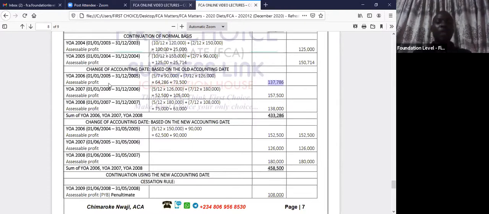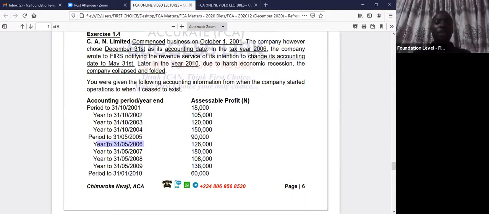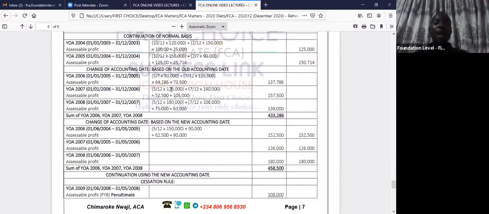Then I'll go for the next year, 2007. It's going to be January 1, 2006 to December 31st, 2006. Ask yourself, where can you find January 1, 2006? You find it here. So from January 1, 2006 to May 2006 is 5 months. So I'm going to take 5 months out of 12 months here because this is a year. So I'm taking 5 out of 12. The remaining 7, I'm going to take it here, 7 out of 12. So that's what I did. 5 out of 12 plus 7 out of 12.